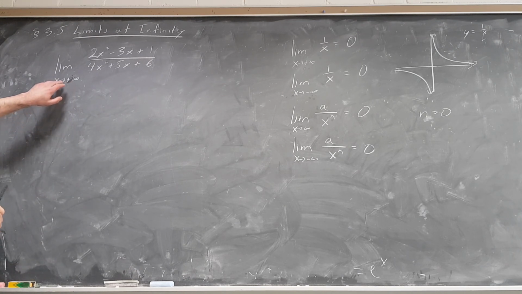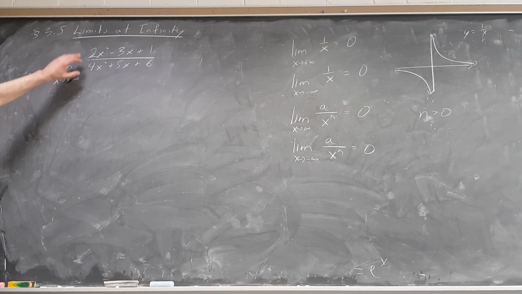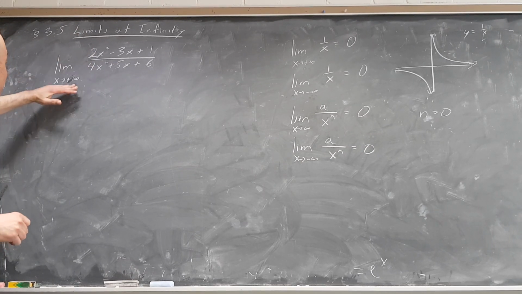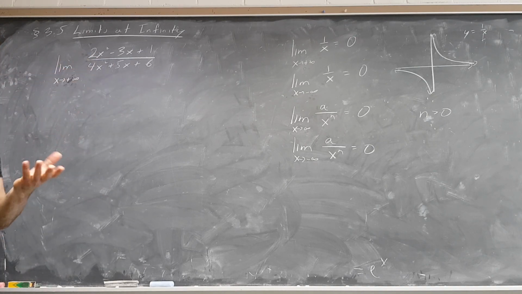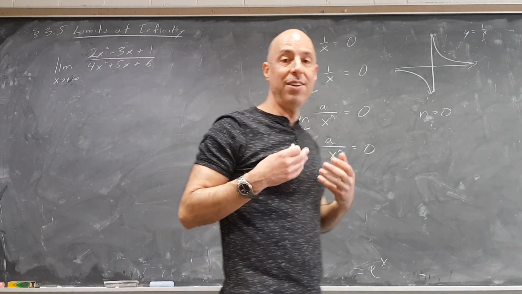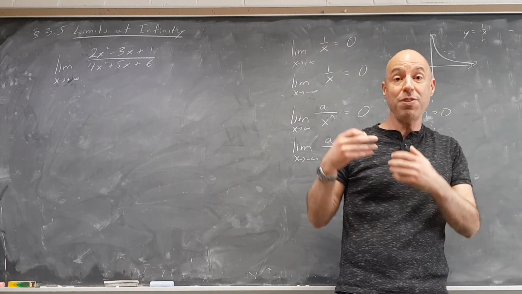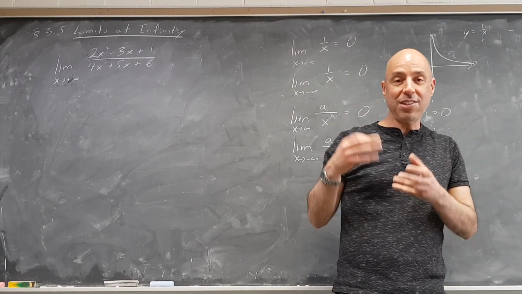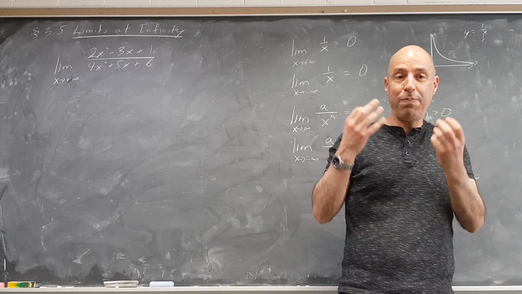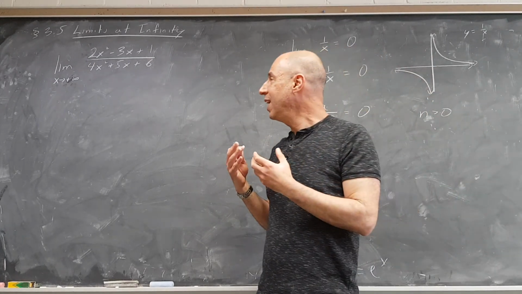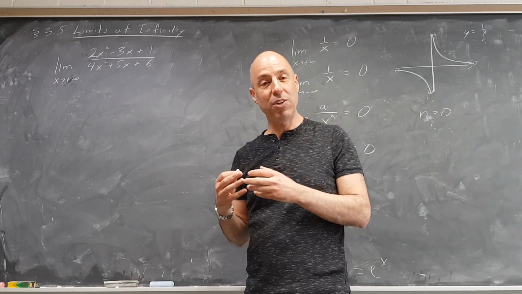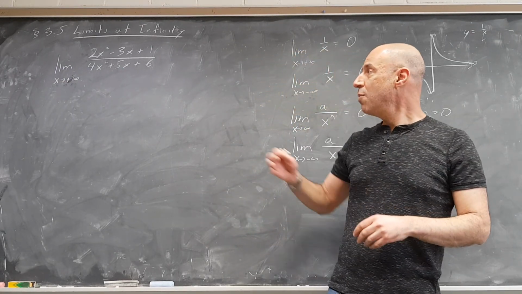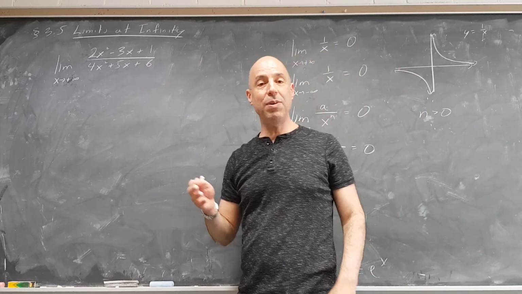Okay, so here, as x gets very big and positive, I think you can see the top is a parabola, right side up parabola, and so is the bottom. So as x gets very big and positive, the top gets very big and positive. And as x gets very big and positive, the bottom gets very big and positive. So that doesn't really tell us anything. As the top gets big, it's trying to force the whole thing to be bigger and bigger. And as the bottom gets big, it's trying to force the whole thing to be smaller and smaller. The bigger you make the denominator, the smaller you make a fraction. But they're both getting big. So what happens in the long run?